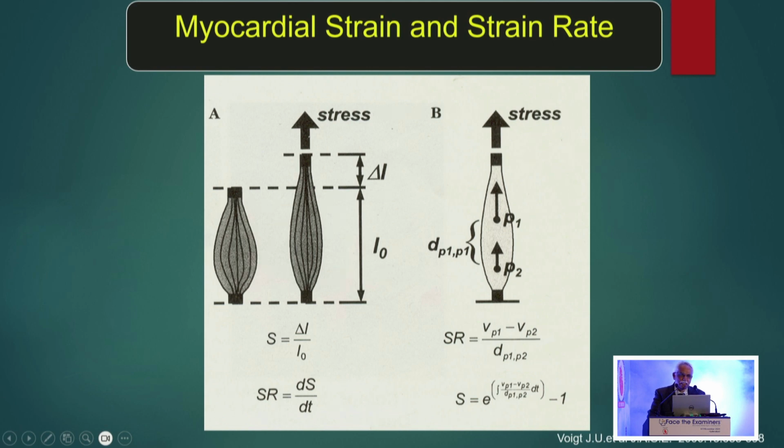Next, coming to the newer parameters. There are a few other parameters which can be used for assessing the left ventricular systolic function. One of the important parameters is the myocardial strain and strain rate. The normal muscle, during ventricular contraction, may lengthen or shorten. During ventricular contraction, it shortens. So the difference between the diastolic length and the systolic length is calculated. From this, we can measure the strain.